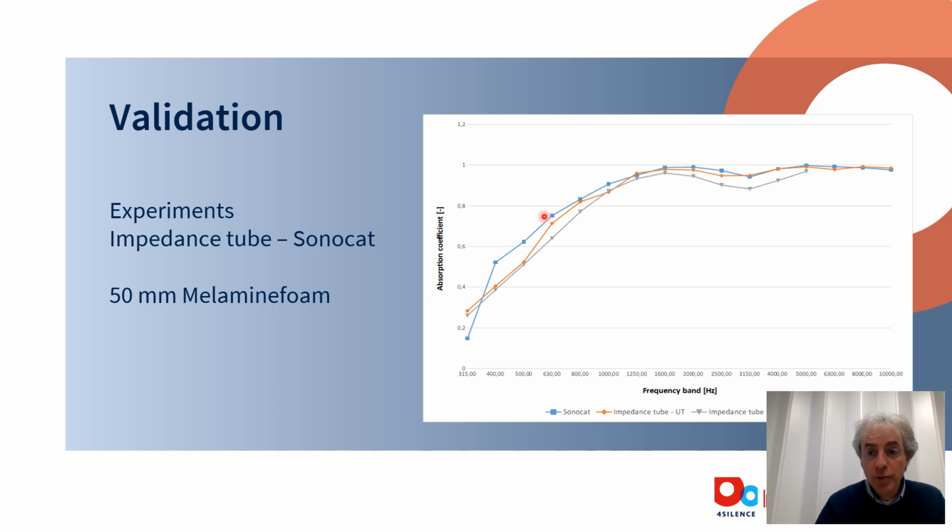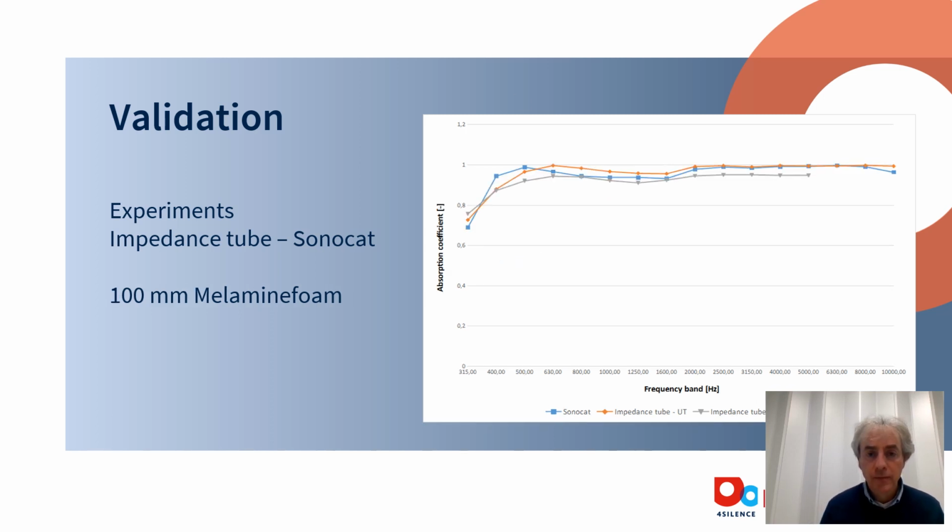as the impedance tube. So in fact, in the case that the sound field consists of only plane waves propagating onto an absorber, then our method should be exactly the same. And this is the result for the 100 millimeter melamine foam. You nicely see the increased absorption coefficient, specifically at lower frequencies.